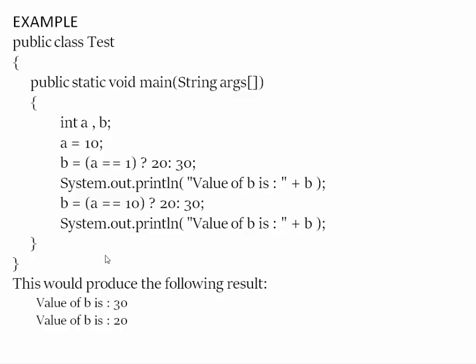So if you want to check this program, let us execute it. See, compile the program by using the Java compiler. So our program is successfully compiled. Once the program is successfully compiled, in the next step we have to execute the program by using the Java interpreter, and after that it will display the output. See here, in the first case it will display the value of b as 30, and here it will display the value of b as 20. So this is our required output.